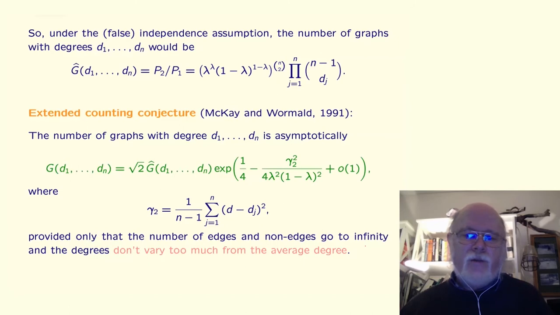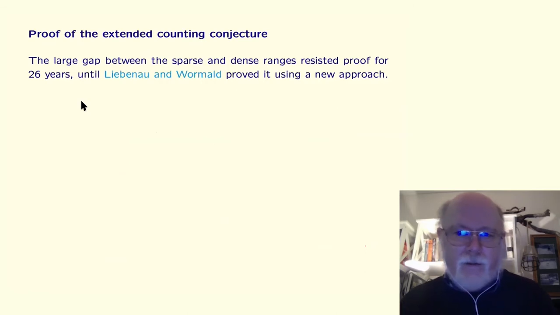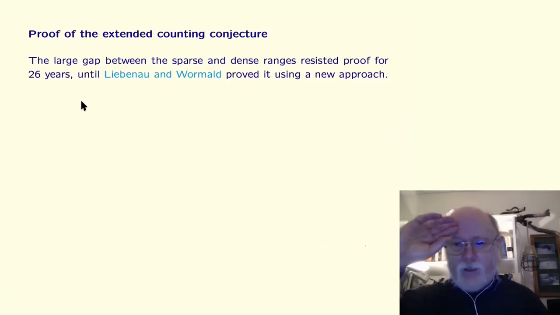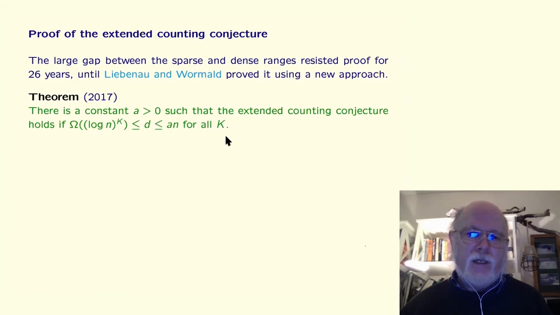So in between these two ranges, there's this huge gap. And this gap between the ranges foiled us for 26 years, but just in 2017, Anita Liebenau and Nick Wormald proved it using a method that involves a recurrence relation, but involving the number of graphs of different degrees. And they used this very effectively and managed to prove this conjecture by filling the gap between the high and the low range. Their theorem is actually like this.